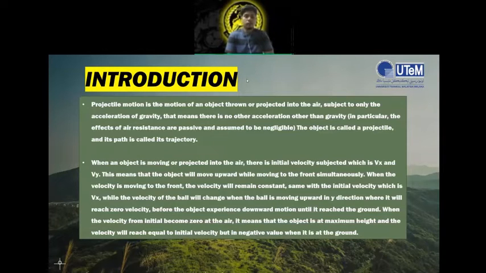When the velocity from the initial value becomes zero in the air, it means that the object is at maximum height, and the velocity will be equal to the initial velocity but in negative value when it reaches the ground. Okay, I will pass to the next slide to my friend.